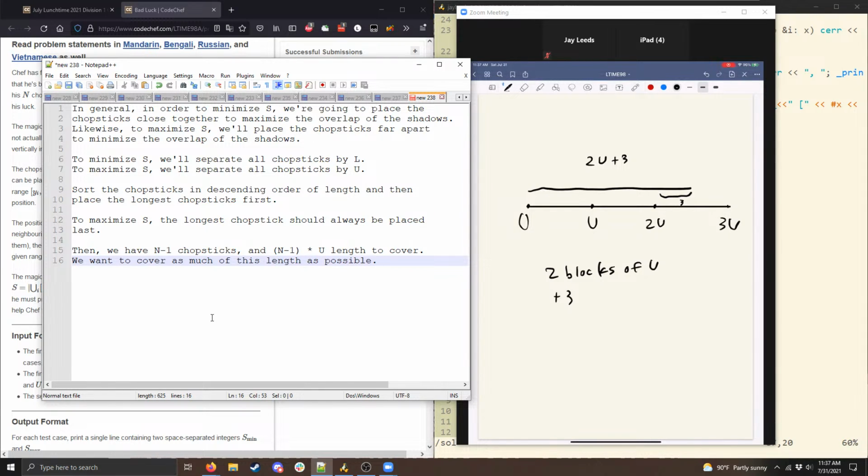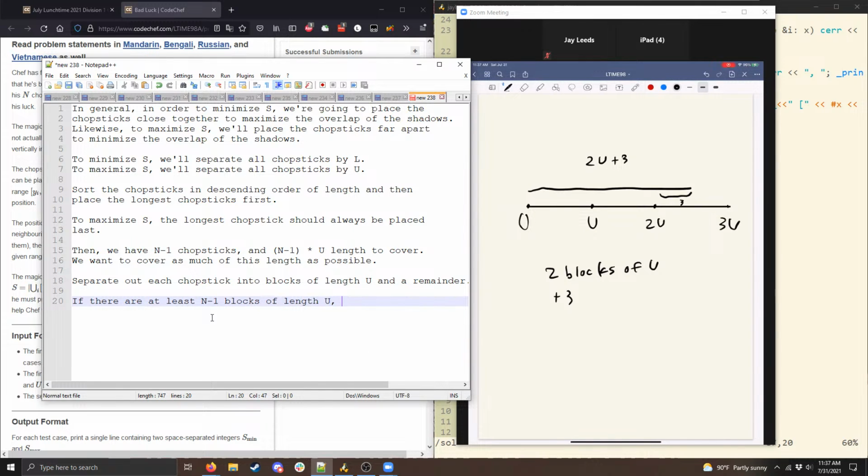Okay, and so, like I said before, we're going to separate out each chopstick into blocks of length U and a remainder. If there are at least n-1 blocks of length U, then we can cover the whole n-1 times U range.